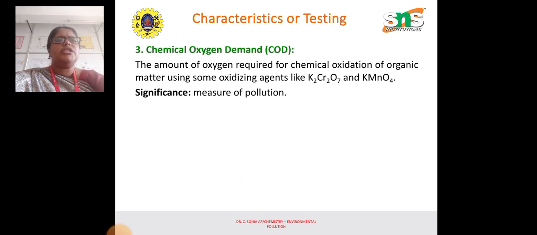Next is the chemical oxygen demand. This is also an important term. It is the amount of oxygen required for the chemical oxidation of the organic matter using oxidizing agents like potassium dichromate or potassium permanganate, and the significance is that it can give you a measure of pollution.